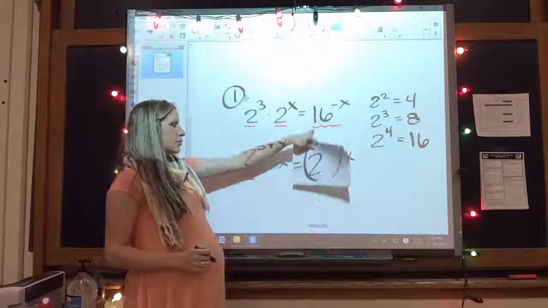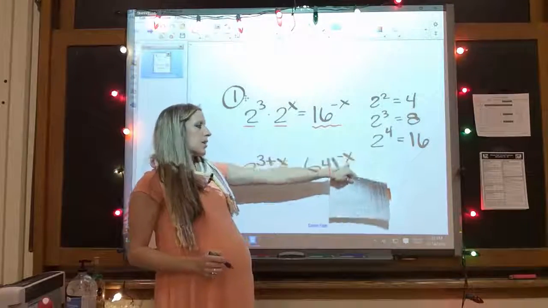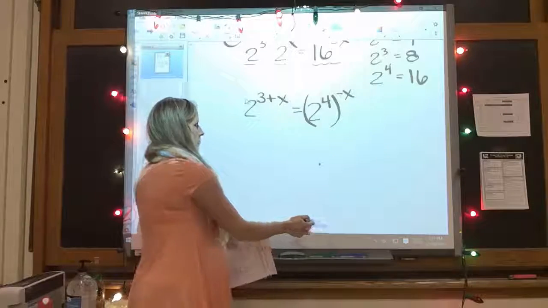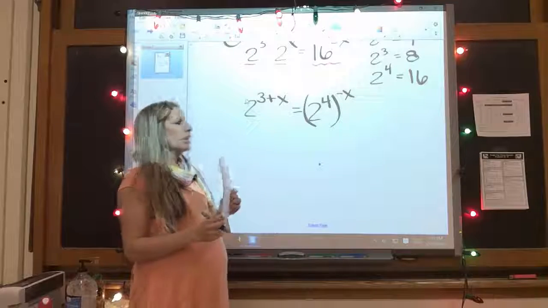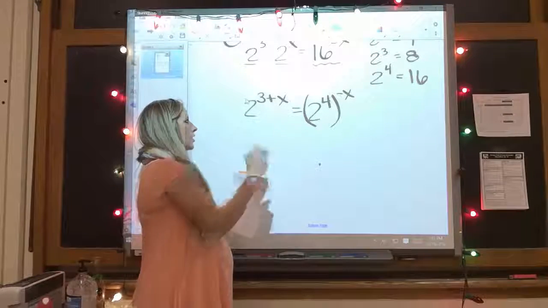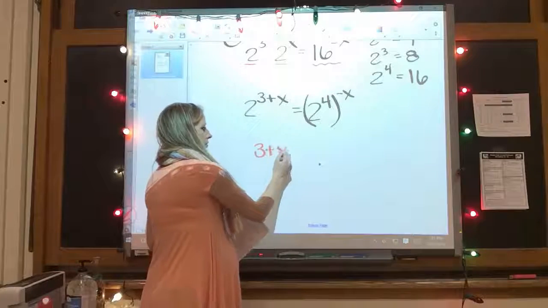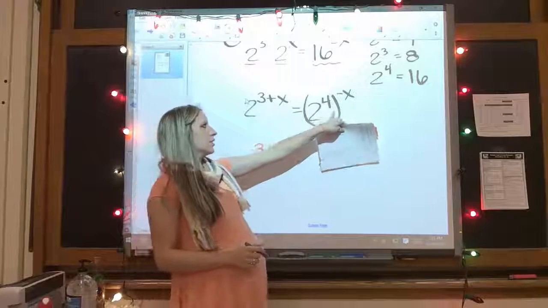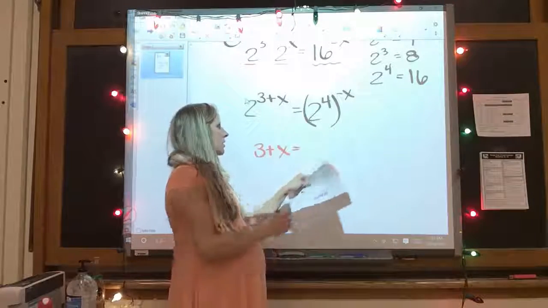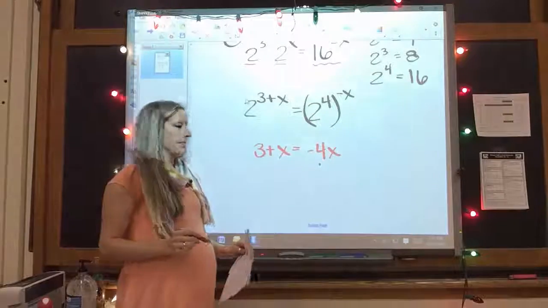Okay. So that 2 to the 4th replaces the 16. And I still have the negative x power outside here. All right, so now we're going to solve this. Since we have the same base, that means our exponents are equal. So this 3 plus x is going to equal, let's see, if you have a power to a power, you multiply them. So it's going to equal negative 4x. We're going to multiply them together.